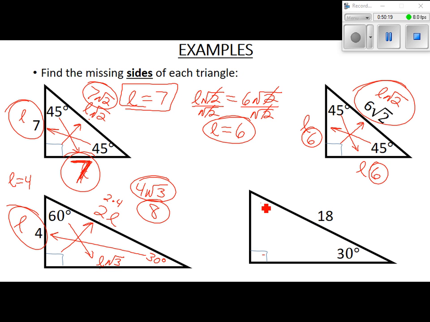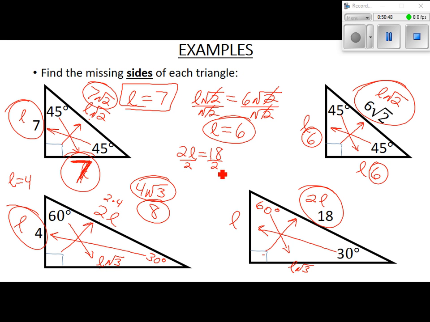This angle's 90, that angle's 30. What's this angle? 60. The side across from the 30-degree angle gets labeled what? The side across from the 60-degree angle? L times the square root of 3, good. The side across from the right angle? 2L. What's our equation this time? 2L equals 18. How do I solve that? Divide both sides by 2. What's L equal? L equals 9. How long is this side? 9 times the square root of 3.